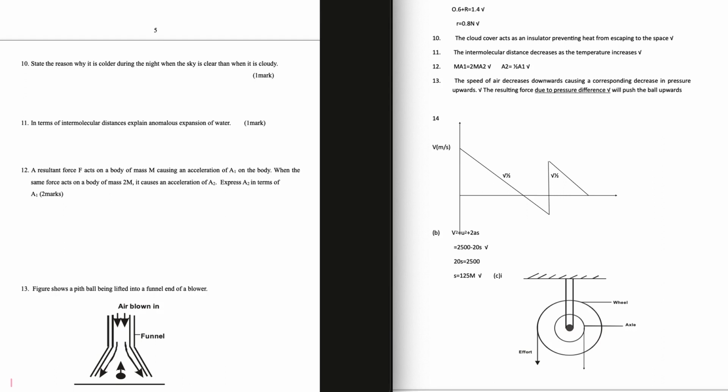Question 12. A resultant force F acts on a body of mass m, causing an acceleration on the body. When the same force acts on a body of another mass, it causes a different acceleration. Express in terms of the given quantities. That is how you express it.